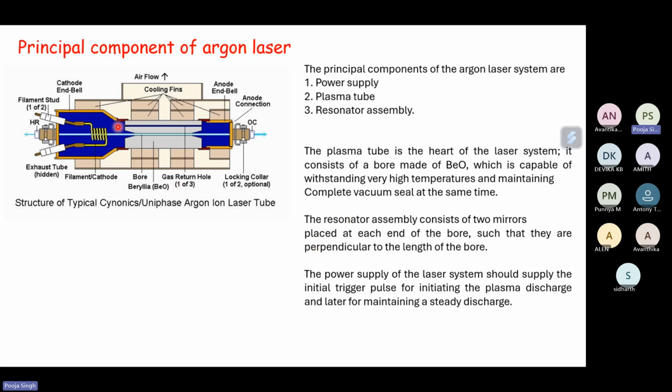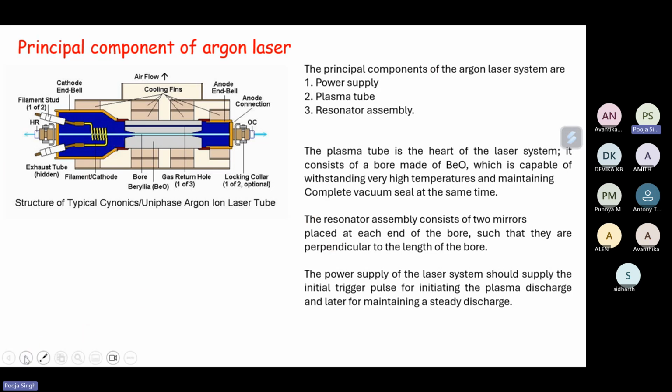The resonator assembly also consists of two mirrors, one at each end of the bore, such that they are perpendicular to the length of the bore. So this is how basically it works. We don't have to go into that much detail.